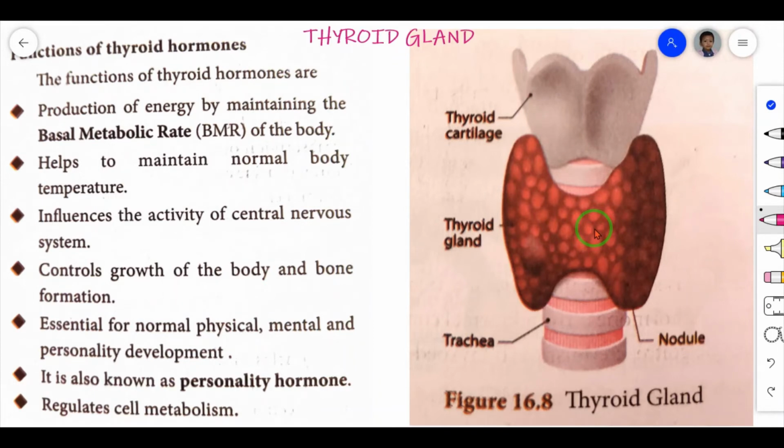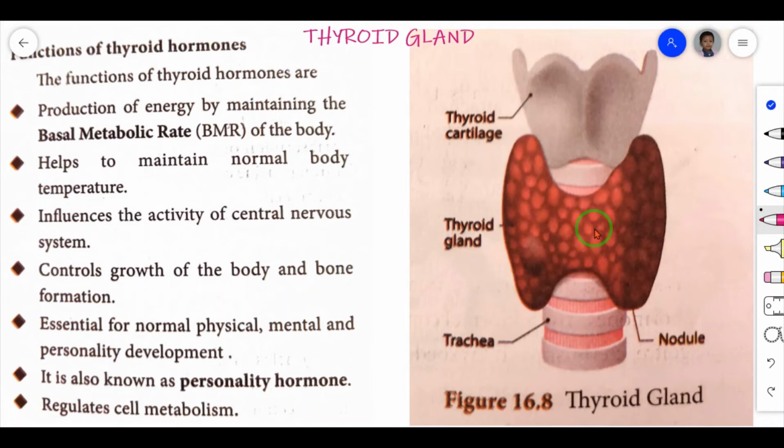So the next one, the hormones secreted by the thyroid gland. Which hormones are secreted by the thyroid gland? They are 2 hormones: triiodothyronine, that is T3, and tetraiodothyronine, or thyroxine, that is T4.